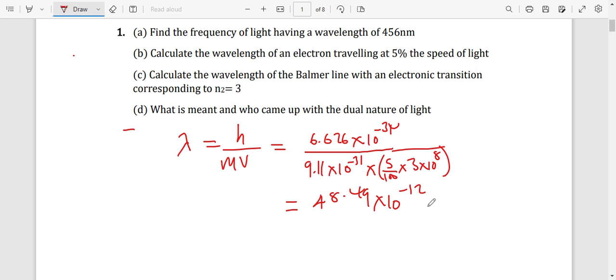This is wavelength. What will be the unit? Unit is going to be in meters. Now 10 to the power negative 12, what prefix do you know which means 10 to the power negative 12? Okay, that's a pico. So basically this is 48.49 picometers instead of writing 10 to the power negative 12. So this is it for this one.